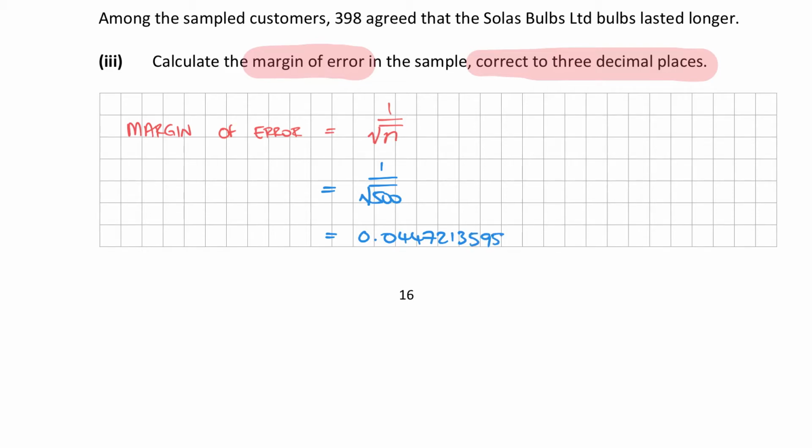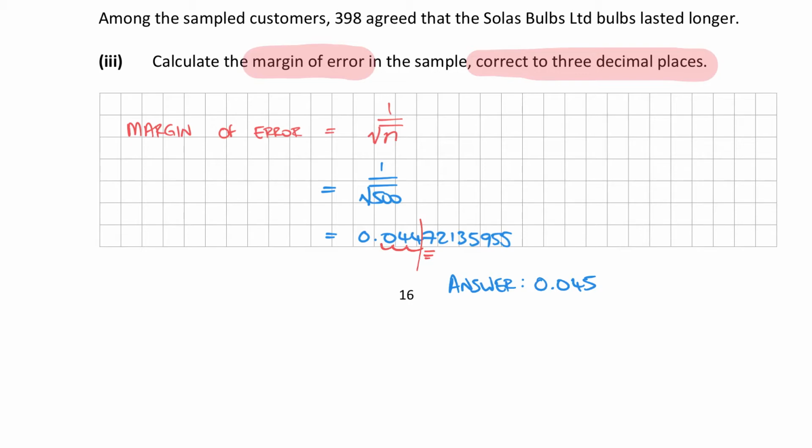And that will give us a decimal, which is 0.0447135. Okay, they asked us to give that correct to 3 decimal places. So go back 1, 2, and 3, look at the number that follows, which in this case is a 7. So that will cause that to round up. So we'll end up with an answer of 0.045.